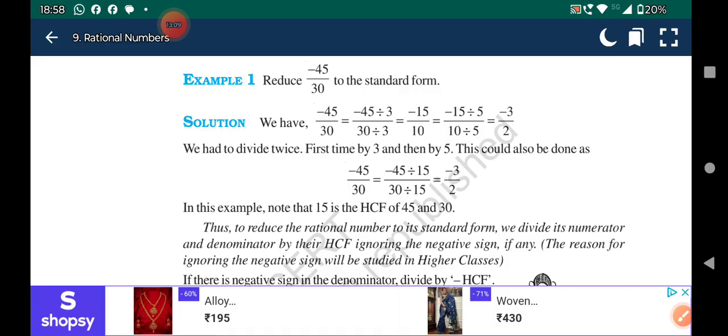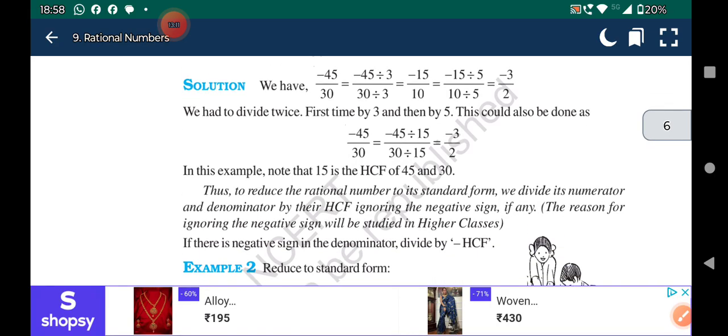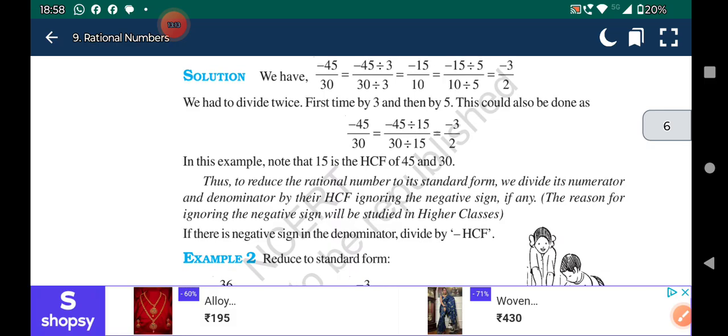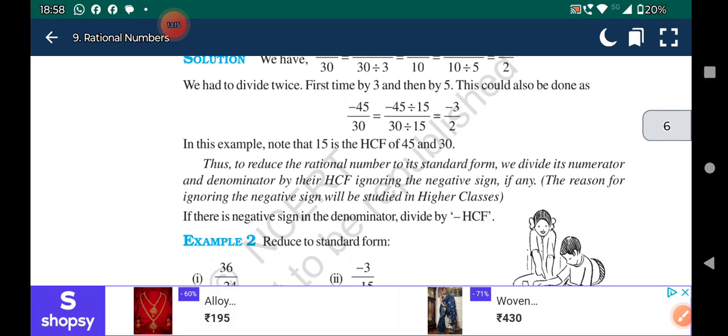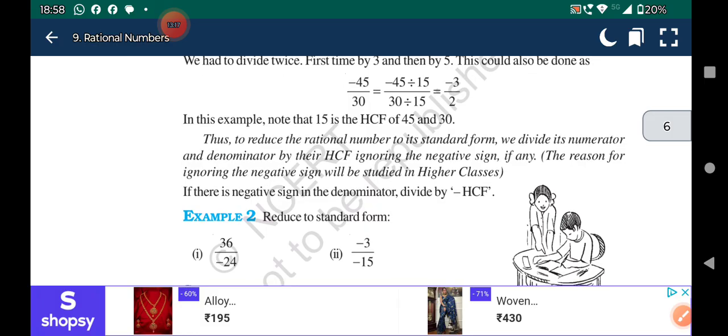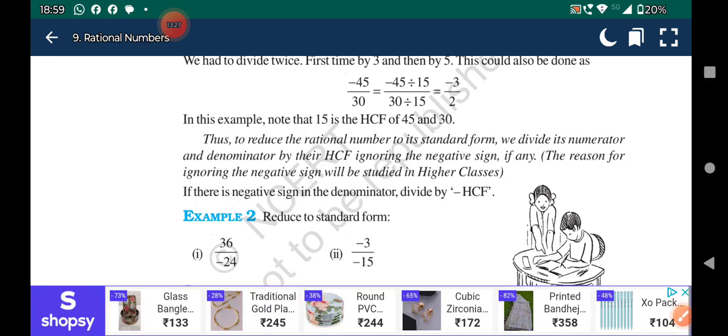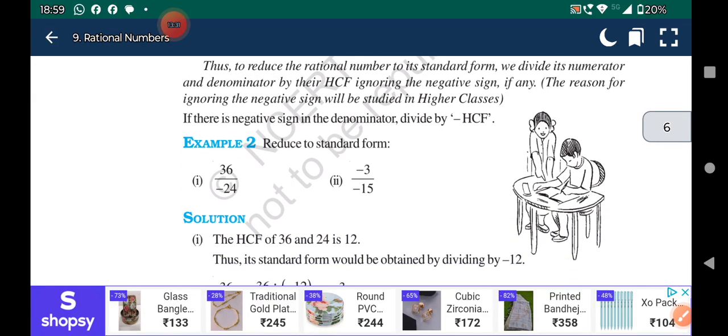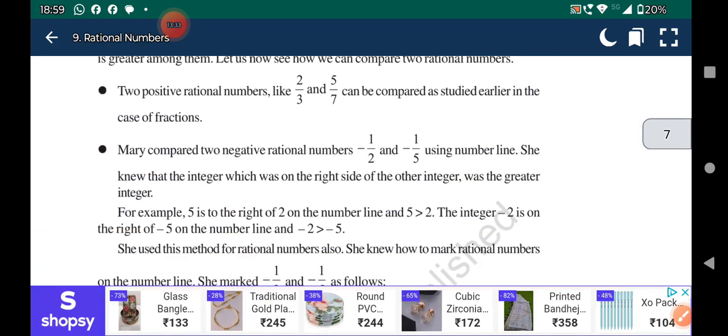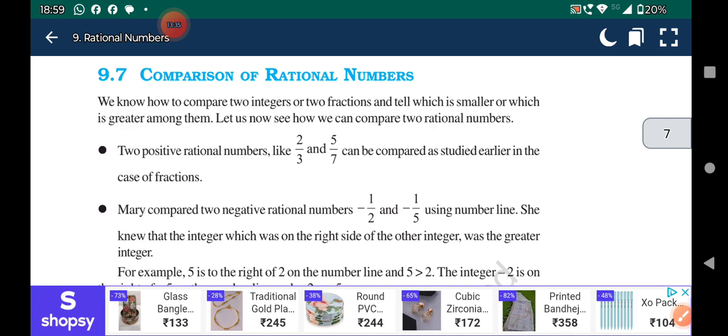This could also be done as minus 45 by 30 equals minus 45 by 30 divided by 15 equals minus 3 by 2. In this example, note that 15 is the HCF of 45 and 30. Thus, to reduce a rational number to its standard form, we divide its numerator and denominator by their HCF, including the negative sign if any. Comparison of rational numbers.